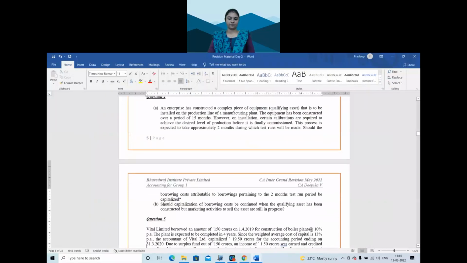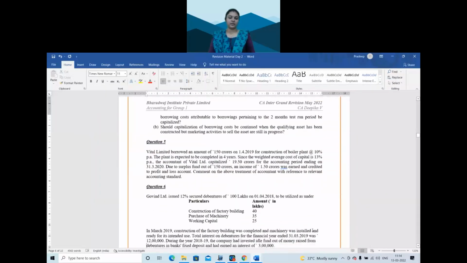Next, question 5. Vital Limited borrowed an amount of 150 crores as on 1/4/2019 for construction of boiler plant at 10% per annum. The plant is expected to be completed in 4 years. Since the weighted average cost of capital is 13% per annum, the accountant capitalized 19.5 crores. So if you see 19.5 crores, let's see where the calculation comes from.